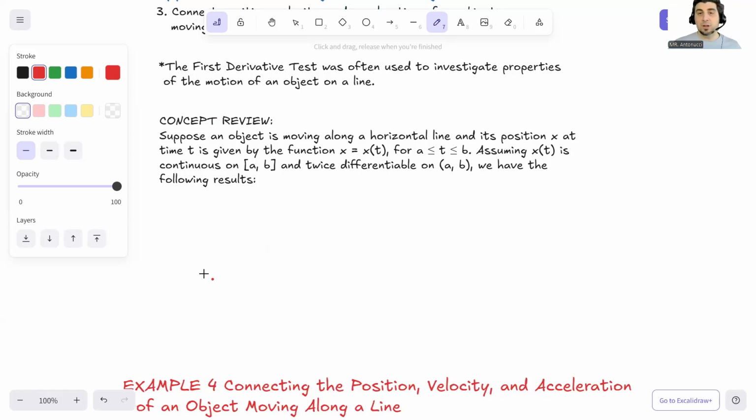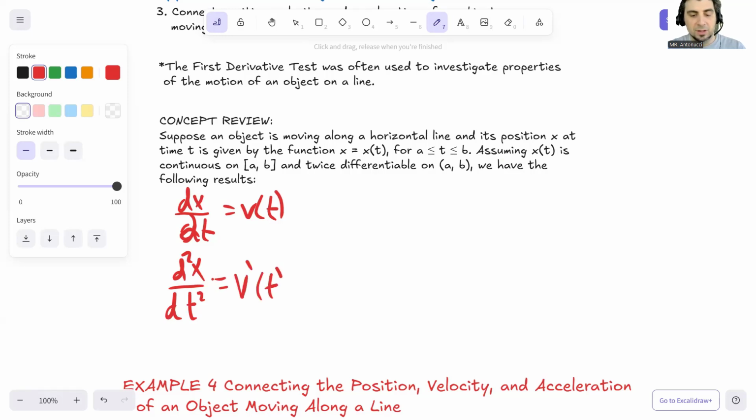So if you have an object moving along a horizontal line, and similar things would hold true if it was a vertical line, its position x at time t is given by the function x of t. And assuming x of t is continuous and twice differentiable, we have the following results. Here's one thing, dx dt, the derivative of the position function, is the velocity function. And the second derivative of the position function is the derivative of the velocity function, which is the acceleration function.